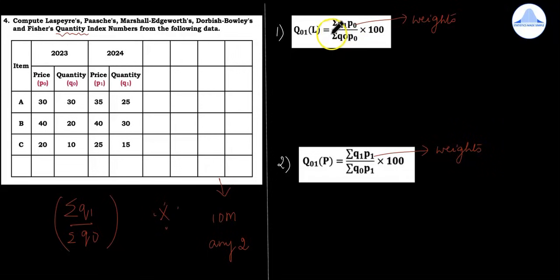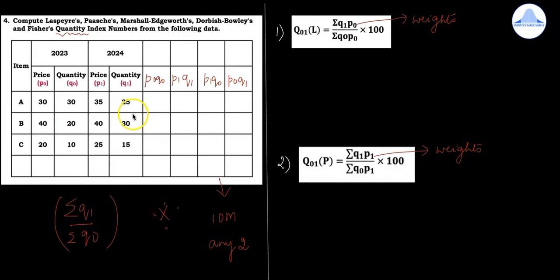So if you remember Laspeyres and Paasche's quantity index number, then you can remember Marshall-Edgeworth, Dorbish-Bowley and Fisher's quantity index numbers. So just like how we did for the price index numbers, you form all the 4 columns in the same way. So P0, Q0, P1, Q0, and make it P1, Q1. Then you can have P1, Q0, and then you can do P0, Q1.